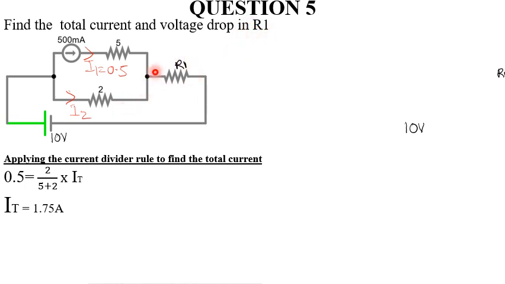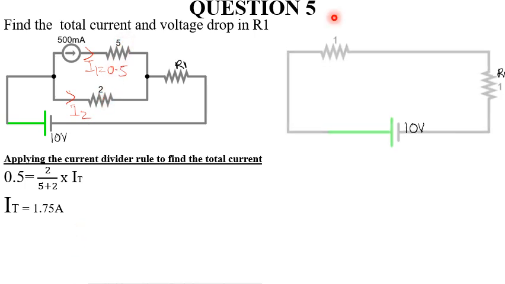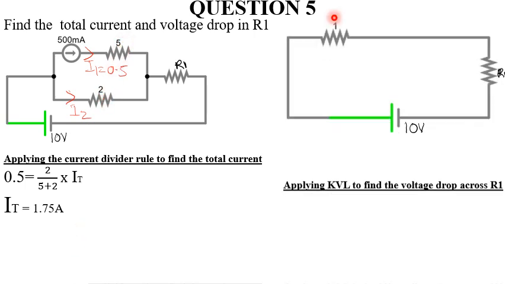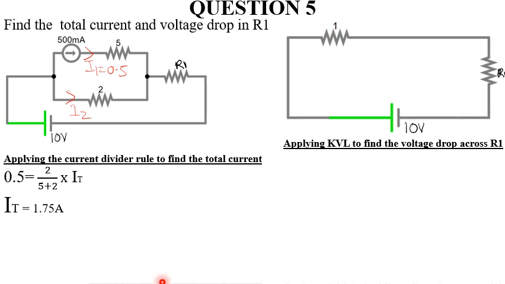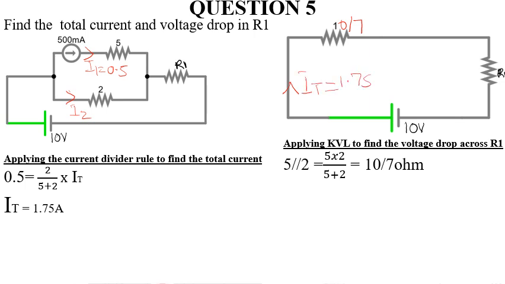To find the voltage drop across R1, I advise that we combine this resistor and this resistor. They are in parallel. So let's combine them to become one resistor. So it now becomes this. After combining them into one resistor, we have a new resistance of 10 over 7, and our IT flowing through it is 1.75.